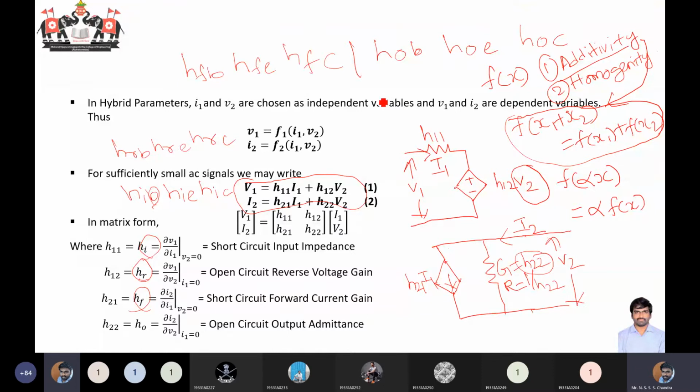Fine. So what we are going to take is the linearized model of your transistor. The main objective of this topic is that a nonlinear transistor is being linearized for small AC signals. And then we are going to analyze the functioning of your amplifier.